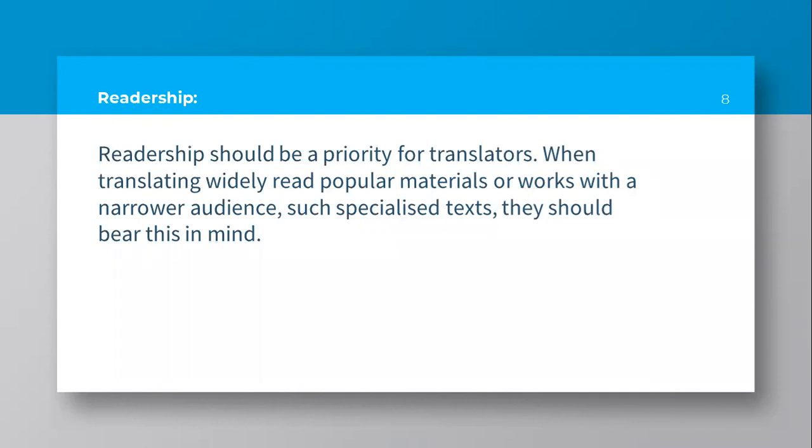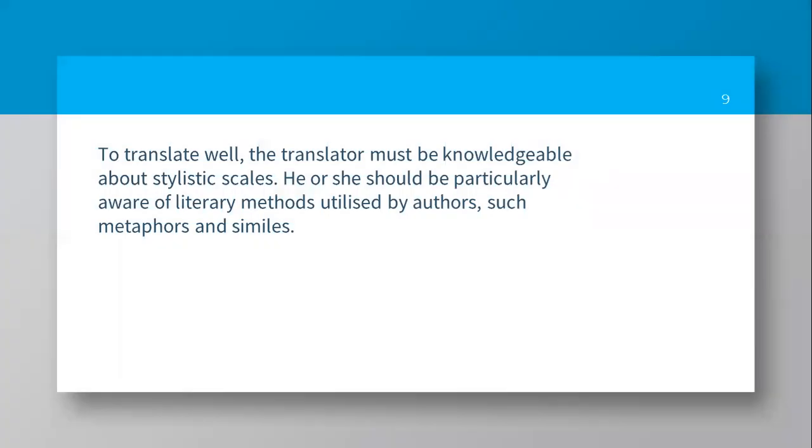When translating widely read popular materials or works with a narrower audience, such as specialized texts, translators should bear this in mind. So if you give a student a scientific research paper, the student may not understand the words or phrases or the terminology that is being used in such texts. So we should bear in mind the level of the audience. And to translate well, the translator must be knowledgeable about stylistic scales. He or she, the translator, should be particularly aware of literary methods utilized by authors, such as metaphors and similes.